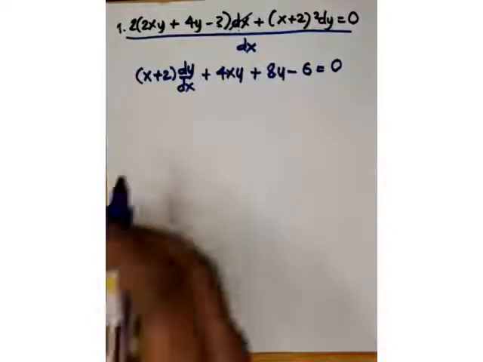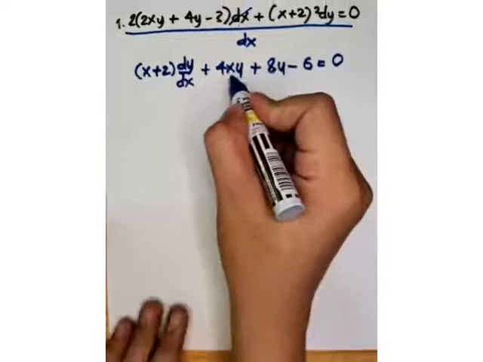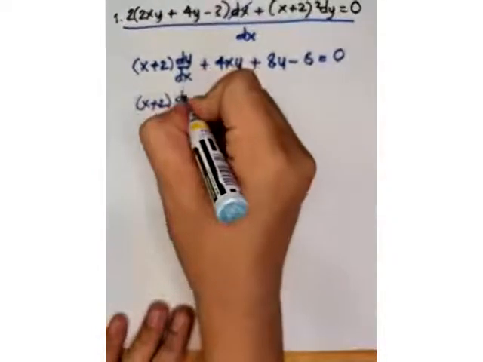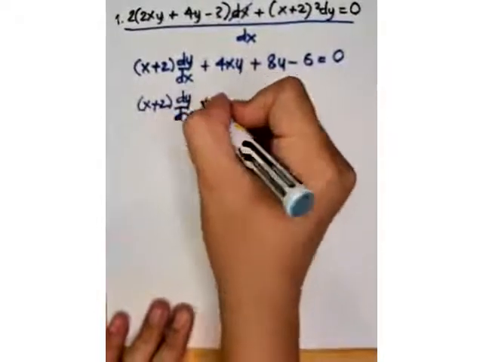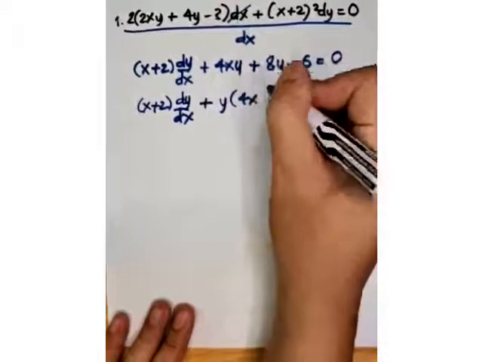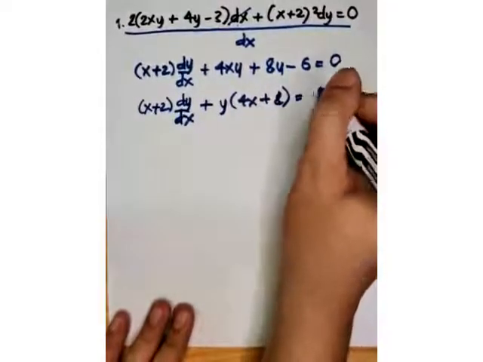Tama? Ayan. So, ang gagawin ninyo ay kunin na natin yung may y. So, i-factor out natin yung y dito. So, x plus 2 dy over dx plus you factor out y, 4x plus 8. And then you transpose yung walang y. So it's equal to 6.